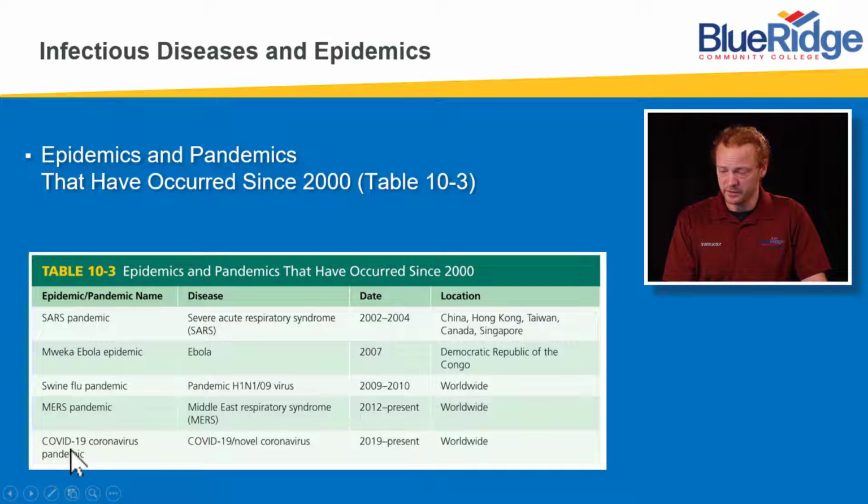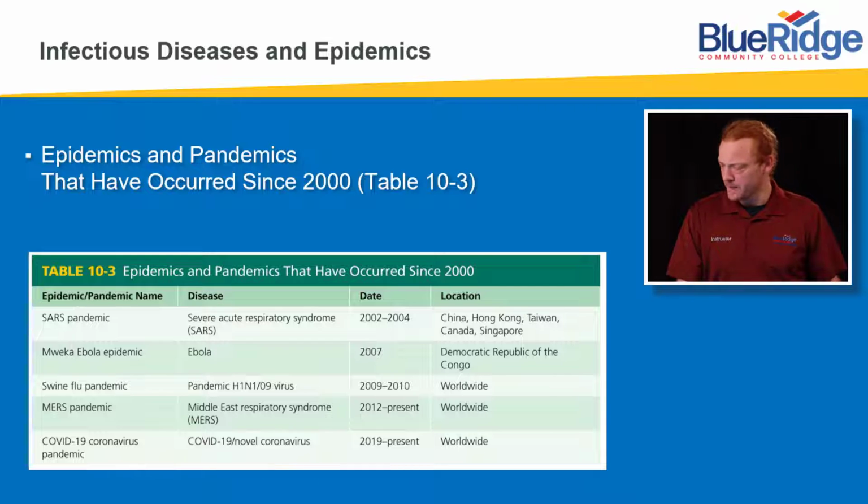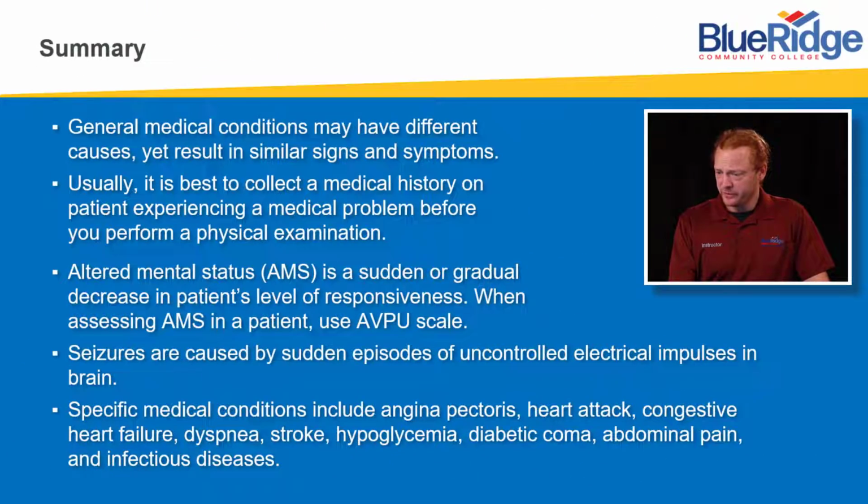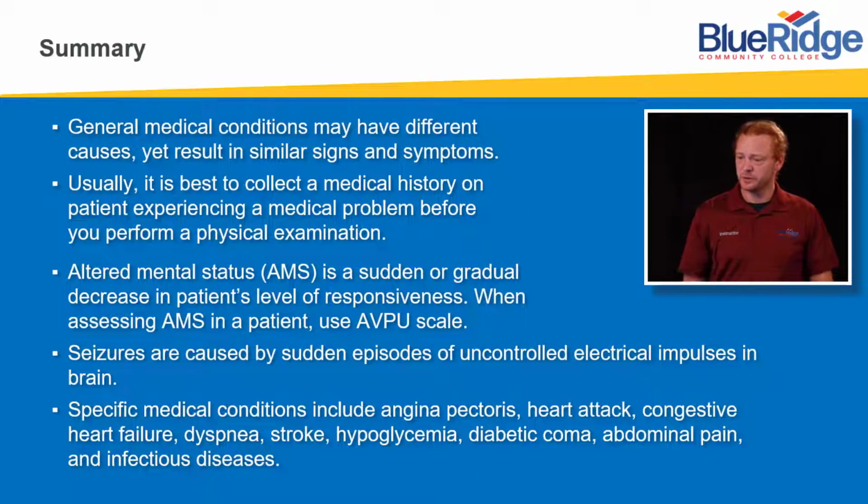And then we had the COVID-19 pandemic, or novel coronavirus, because we all know coronaviruses have been around for a very, very long time, from late 2019 until present. And like I said, we're still dealing with that today. So let's summarize this chapter.